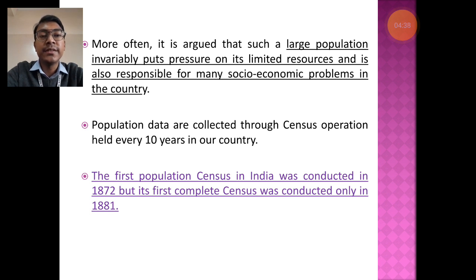So this census operation provides us with a lot of information about the population of a particular area, of a particular state or our country. From this census operation we come to know about the total population, the distribution of the population in terms of age and sex, about the density, about the occupational structure, about the literacy rate, and various other aspects of population.